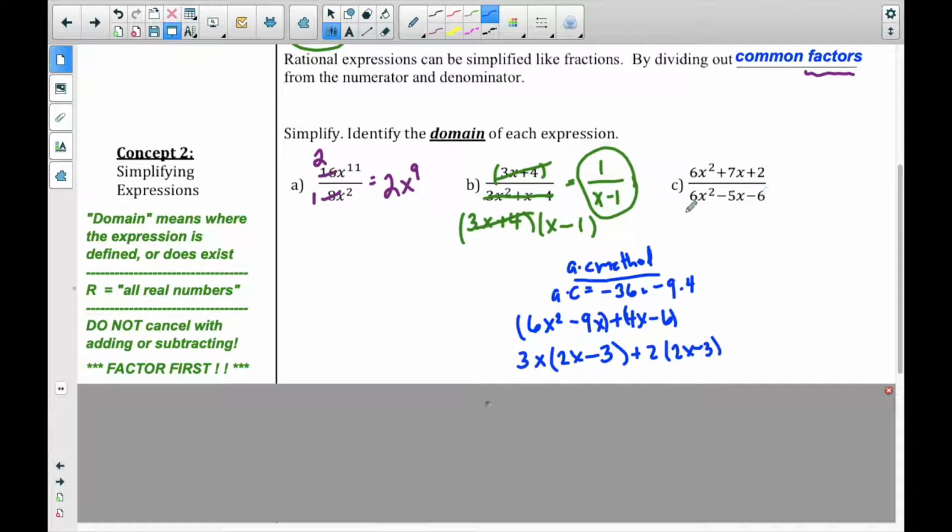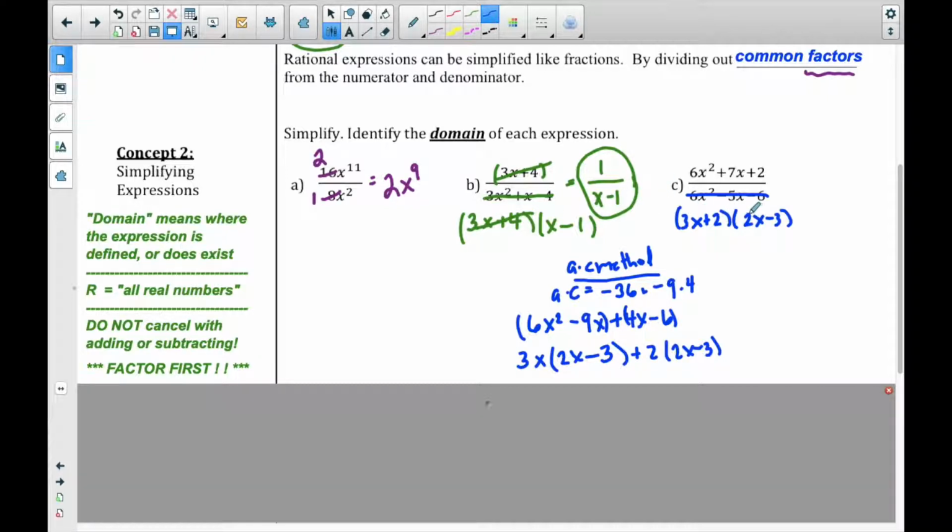So this denominator can factor down to 3x plus 2, and then what's left over is this 2x minus 3, which is kind of like the GCF. That can be factored out. So that is my factorization of my denominator. Now, that to me takes a long time. I don't like it. If you want to do it, great, go for it.